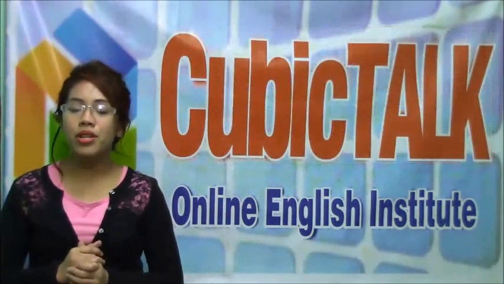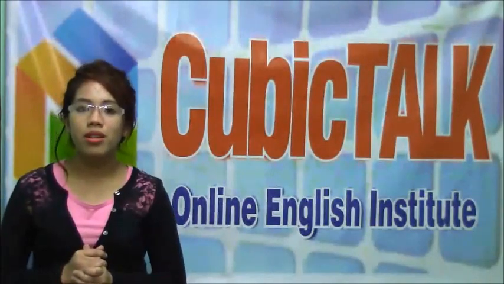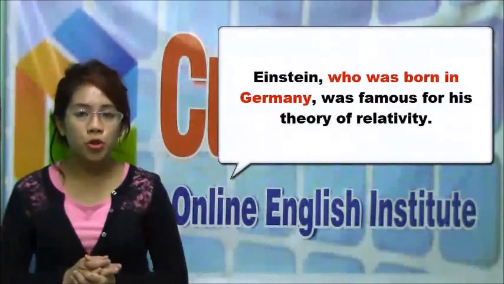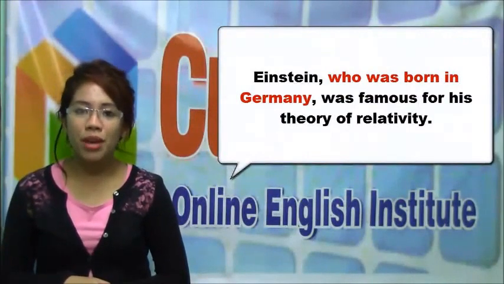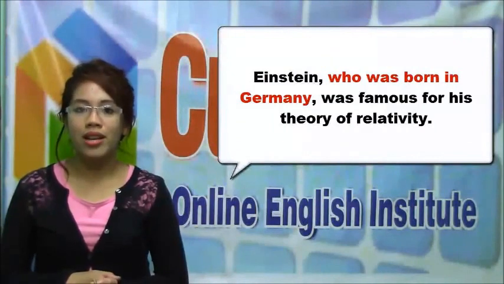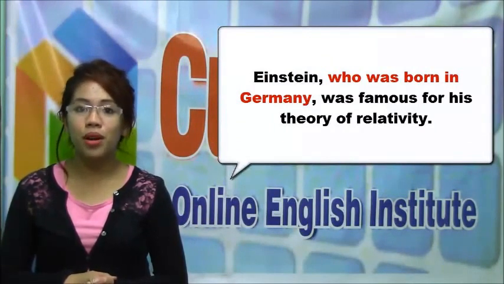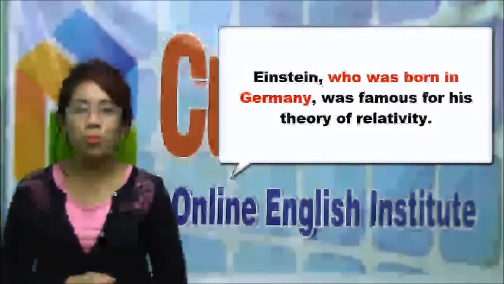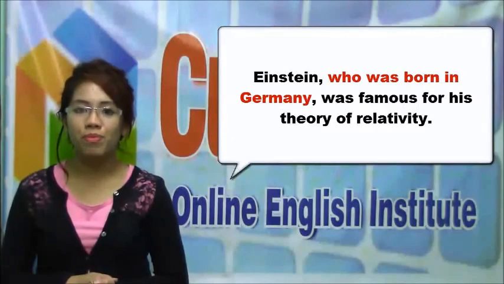An example for this one is number 1, Einstein, who was born in Germany, was famous for his theory of relativity. As you can see, I used 2 commas from the beginning of the clause and the end, who was born in Germany.